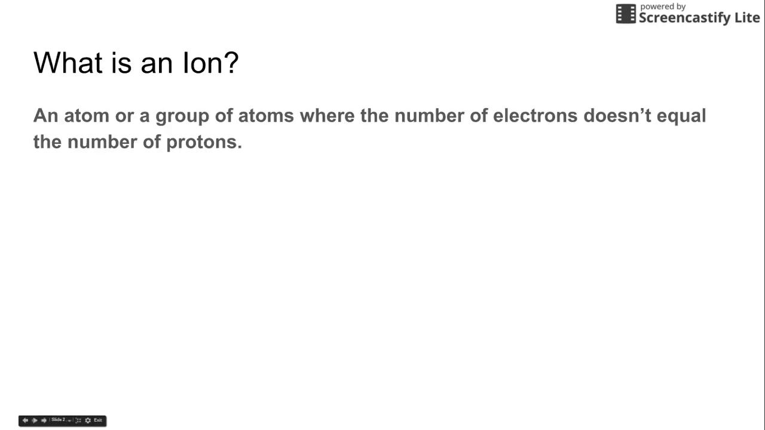All right, so today we're going to start talking about ions. The other day we started talking about the periodic table and elements and matter, and today we're going to go a little bit further into that and talk about something we call ions. So what is an ion? It's an atom or a group of atoms where the number of electrons doesn't equal the number of protons.